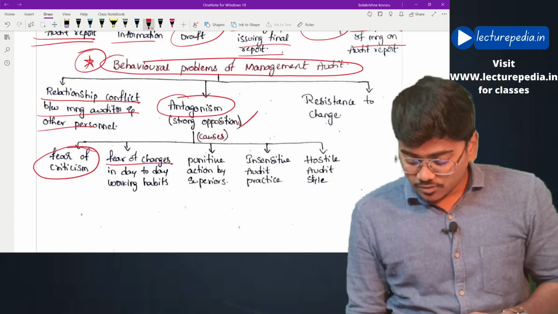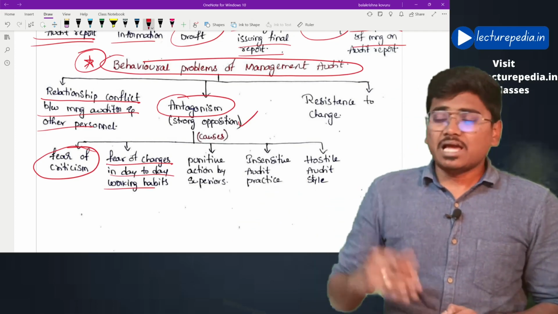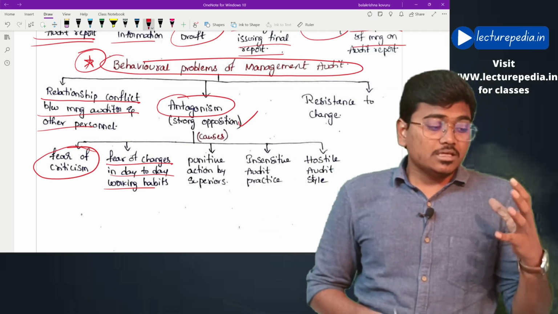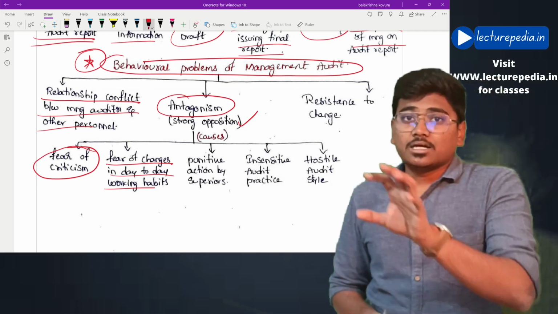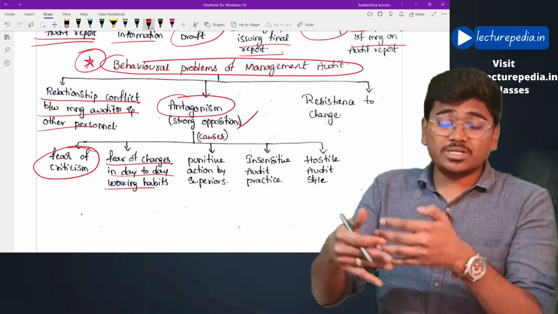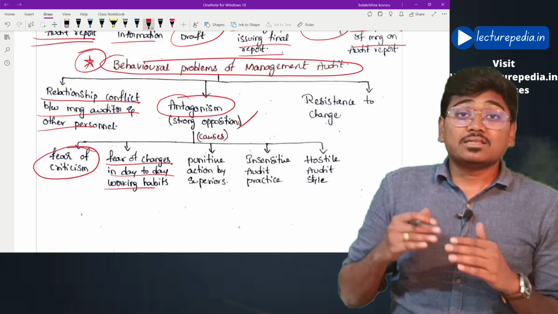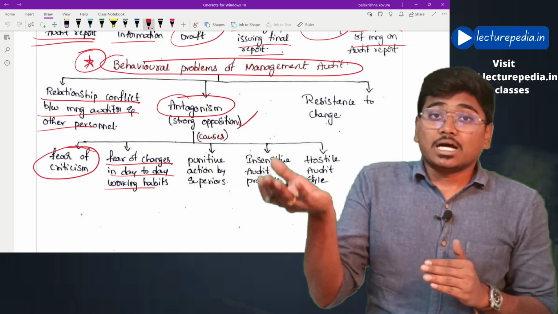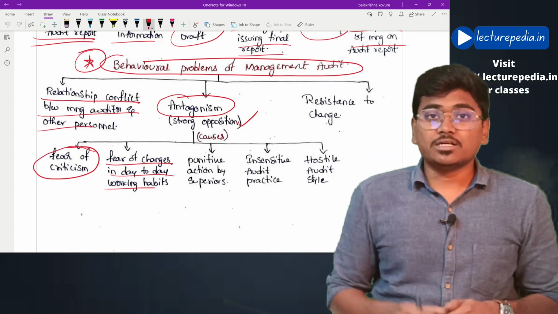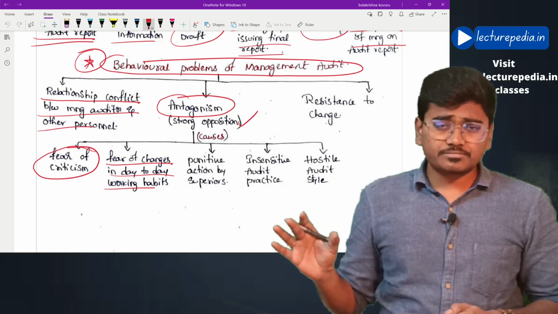Next, fear of changes in day-to-day working habits. The employees might be habituated to their regular day-to-day activities, and suddenly if the management auditor comes and, after auditing the department, feels that there are any deficiencies and recommends to the management that some alterations have to be made, then the employees fear that there might be alterations made to the regular day-to-day habits that are presently being carried on.